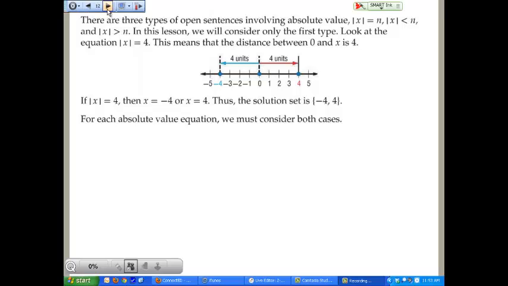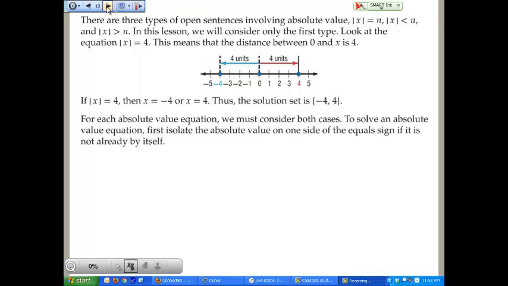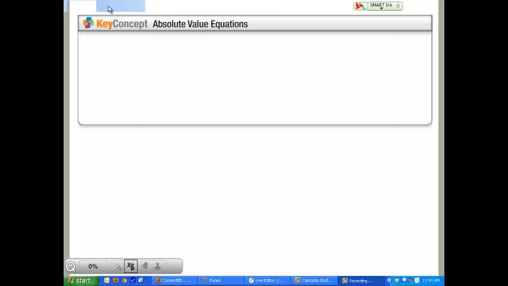For each absolute value of the equation, we must consider both cases. To solve an absolute value equation, first we're going to isolate the absolute value on one side. We're going to pretend the absolute value is the variable. I taught you to isolate the variable last year. So now we're going to work on isolating the absolute value on one side of the equal sign, if it's not already there by itself. Everything else will go to the other side.